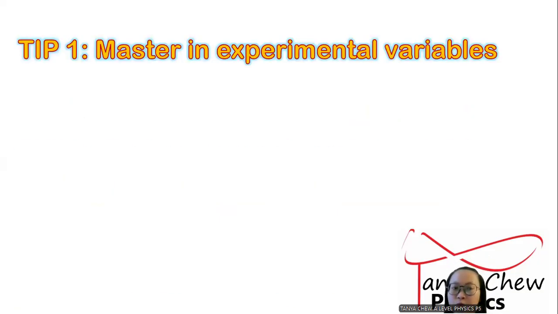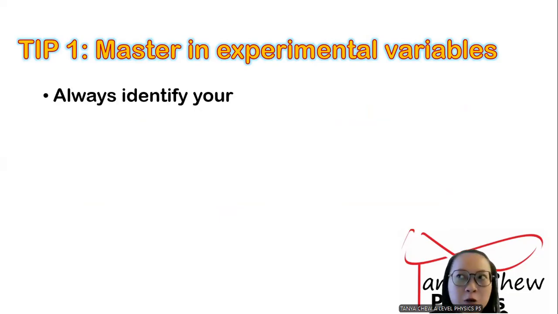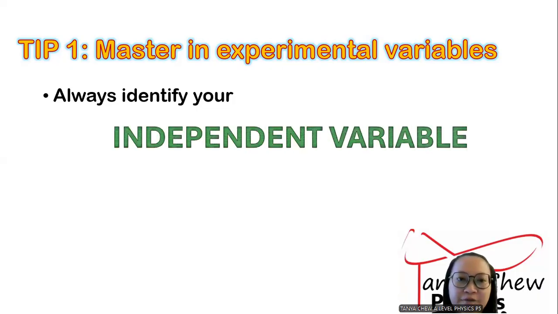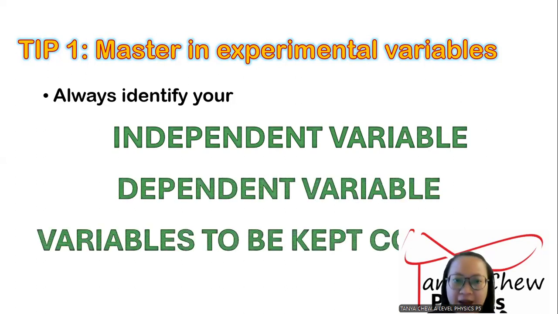Now, I would like to give you so many tips here. Tip number 1: you have to master your experimental variables. For the planning experiment, you need to know your variables. There are 3 variables altogether. First is your independent variable, second is your dependent variable, and the third is your variables to be kept constant, or controlled variables. Before you even start to plan your experiment, after you read the question, always identify your independent variable, dependent variable, and your variables to be kept constant.